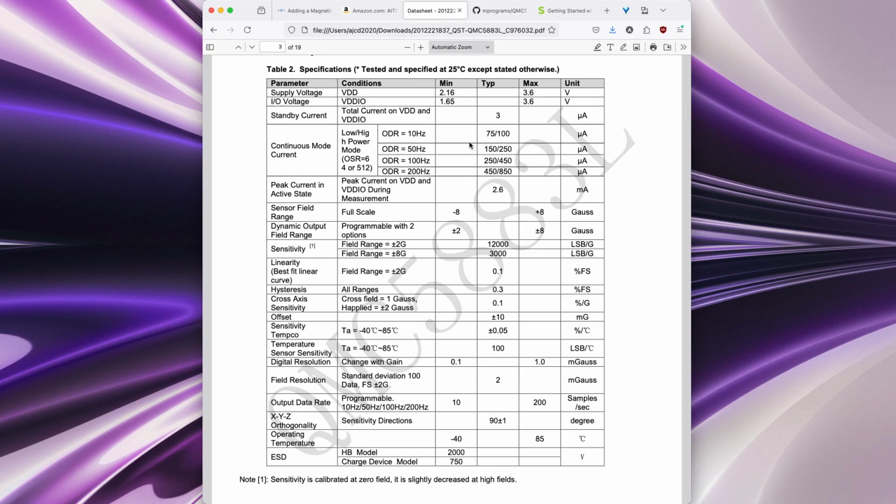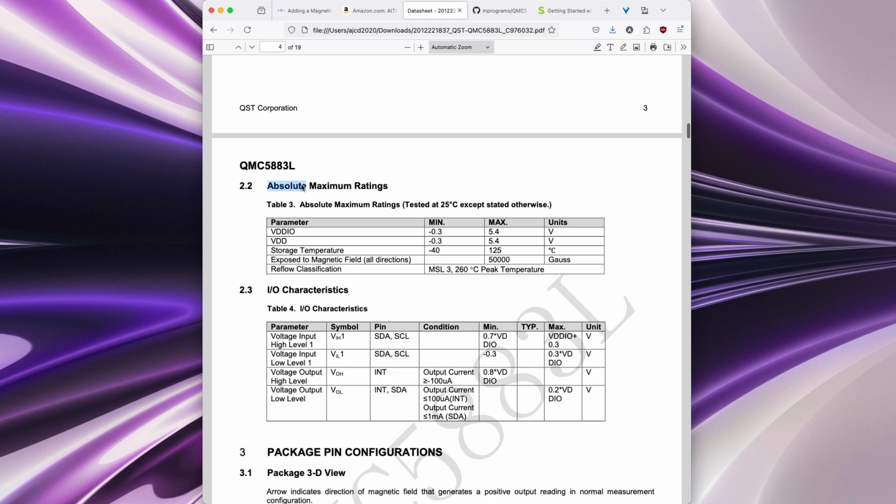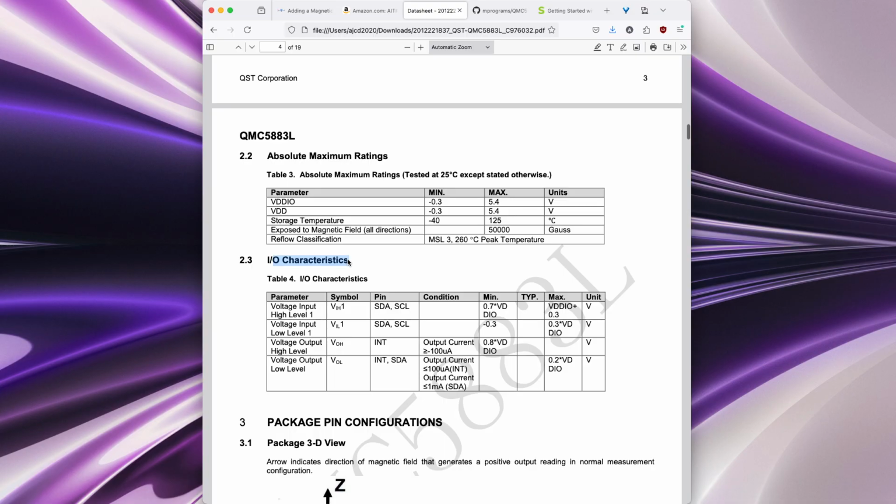Most of that we can just safely skip for now. If we were really concerned about operating duration of our robots, we'd also want to look at the current draw. But again, we'll skip through most of that for now. I'll bring you down to this absolute ratings table and the I/O characteristics table. So this does tell us that this chip can operate up to 5.4 volts, but that's going to come with some extra work.